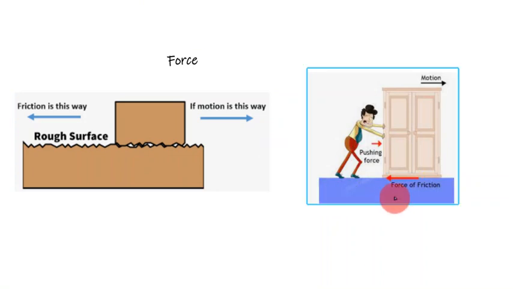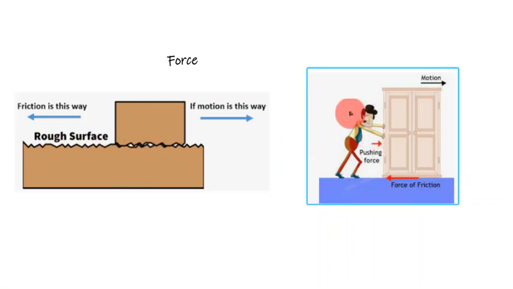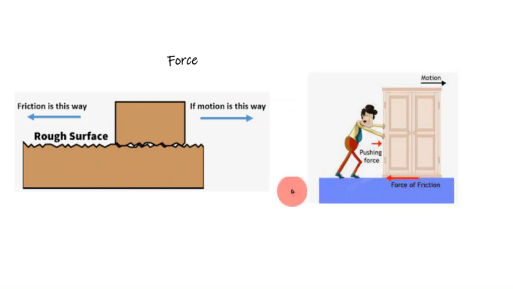If you took this same object onto an ice skating ring, the surface of the ice is way smoother than this surface here, so there will be very little friction. You'll have to apply less force to move the same object across the ice. So that's the force of friction and this force of motion. Again, force causes an object to speed up, slow down, or change direction.